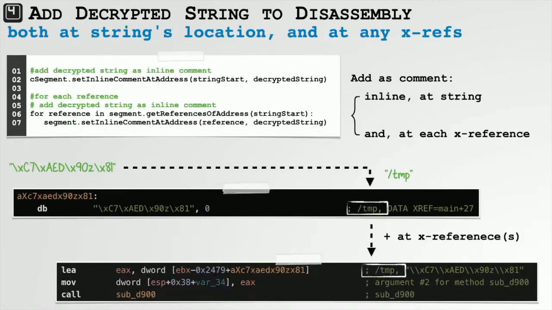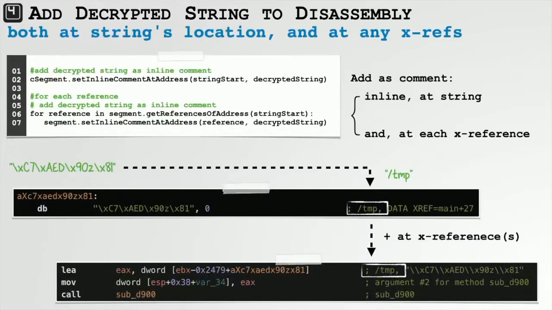As I mentioned, we want to annotate the disassembly so that our continued static analysis is made easier. Hopper provides APIs to add inline comments, for example, where the encrypted string is. So that's the first thing we do. But we also want to add a comment containing the decrypted string at every location in the disassembly that has a cross-reference to the encrypted string. Luckily, Hopper has an API that gives you all cross-references for a given address, so we can resolve those and just iterate over each of those, adding the decrypted string as a comment now in that segment of code.